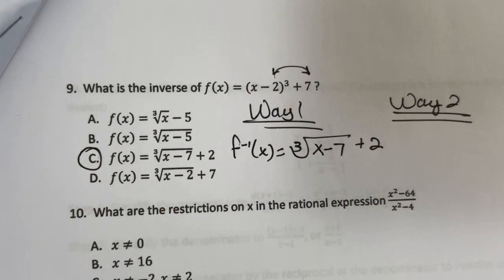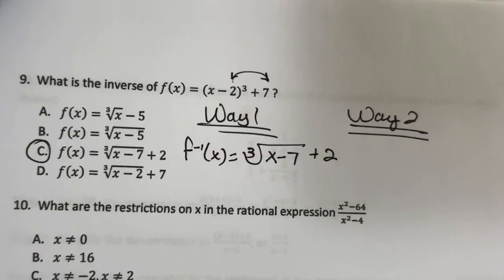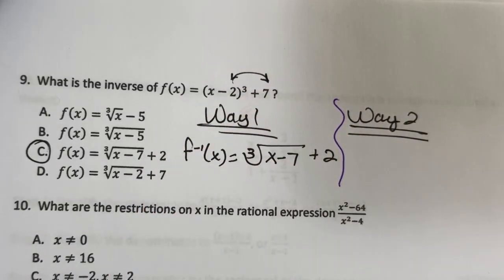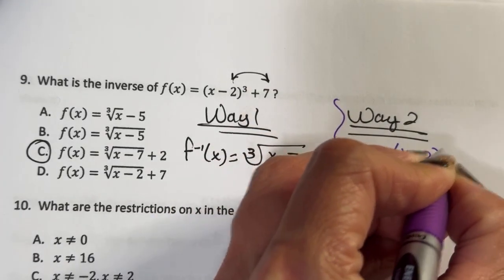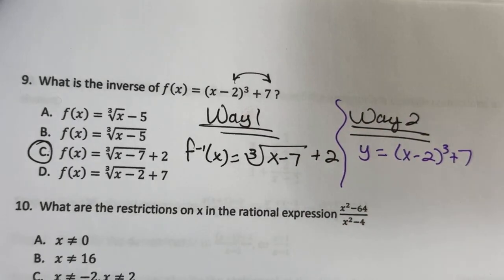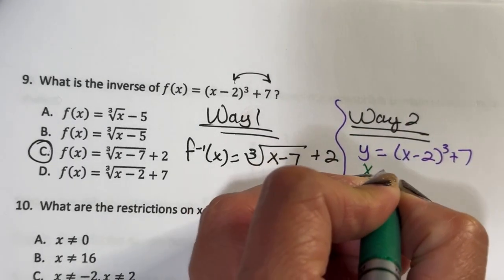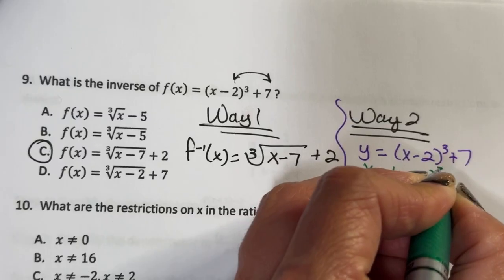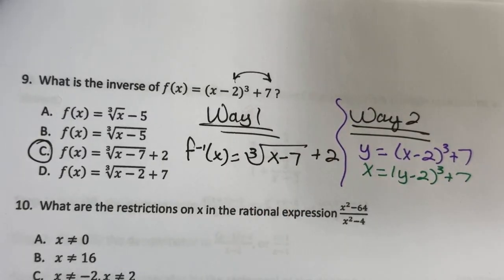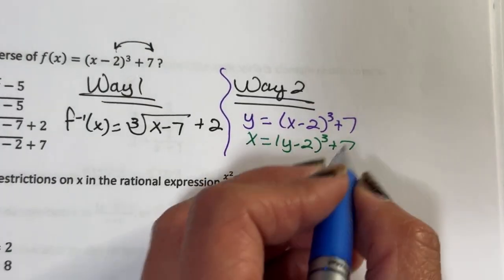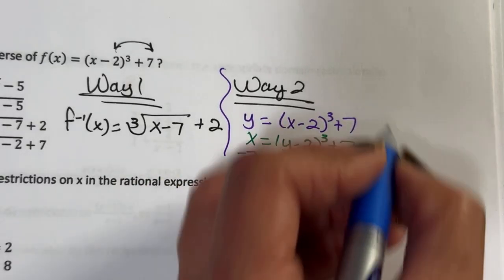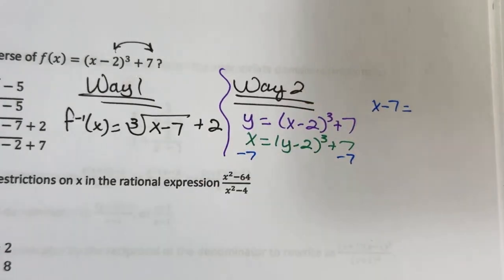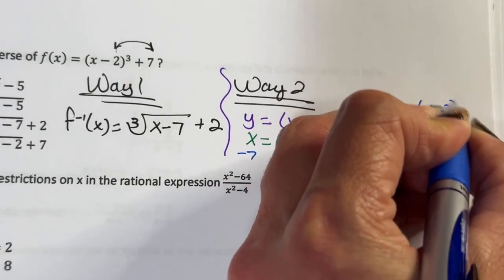But let's just say you're in the test and you're like, I don't trust myself. I kind of don't remember the shortcut and I don't want to goof. Or you want to double check that you did the shortcut correctly. Freaky Friday it. So y equals (x minus 2) cubed plus 7. Then we Freaky Friday, switch the x and the y, and start solving for y. So the first thing we have to do before we can get y out of that cube is we got to get it isolated. So subtract 7, and then we'll get x minus 7 equals (y minus 2) cubed.